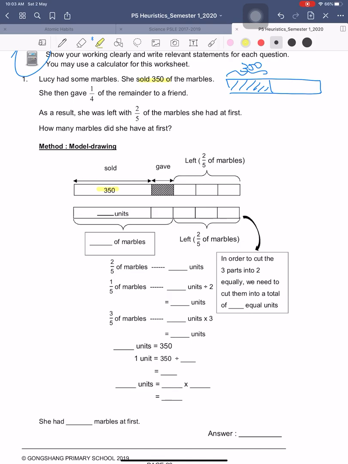Now third part, 1/4 of the remainder, she gave it to a friend. This is a very important point. 1/4 of the remainder. Now, where is the remainder? The remainder is actually this part. Look at the part that I have highlighted in yellow. That is the remainder. After giving away 350, that is the one that I have highlighted in yellow. So I need to divide the remainder into 4 parts, because the question says she gave 1/4 of the remainder. I'm going to use red. Now I've divided the remainder of the marbles into 4 parts, and she gave 1/4 to a friend. So she gave away this part.